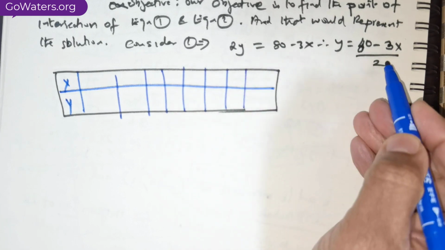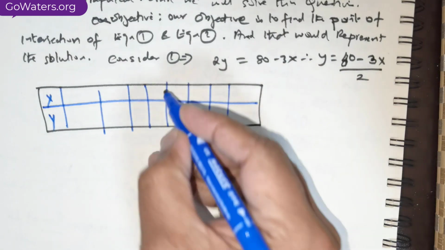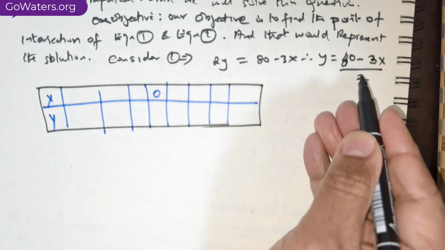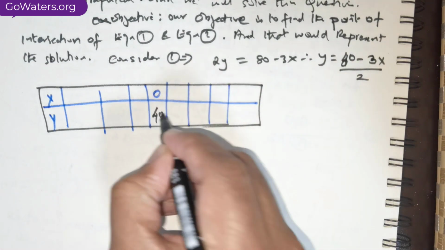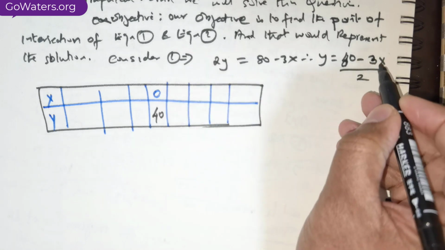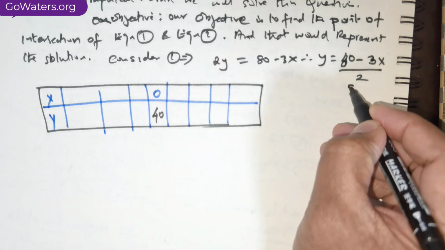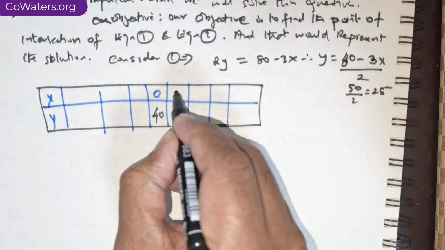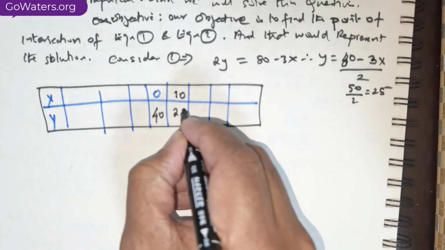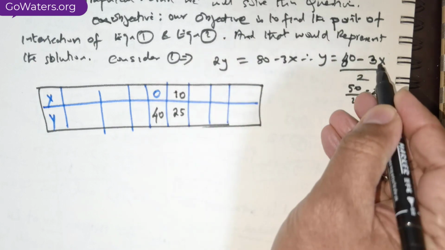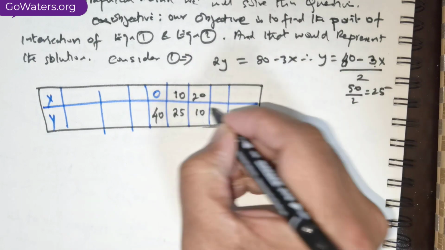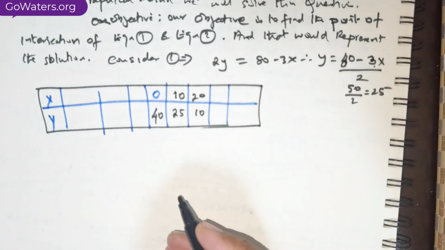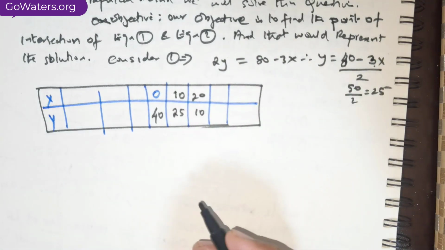Now if I were to take x is equal to 0, then I get 80 over 2, that's going to be 40, I get 1 point. If I were to take x is equal to 10, that's 30, so I will get 50 divided by 2, which is equal to 25. When x is equal to 20, y is 10. When x is equal to 30, that's 90, so that goes overboard. So we don't have to take that big a number.